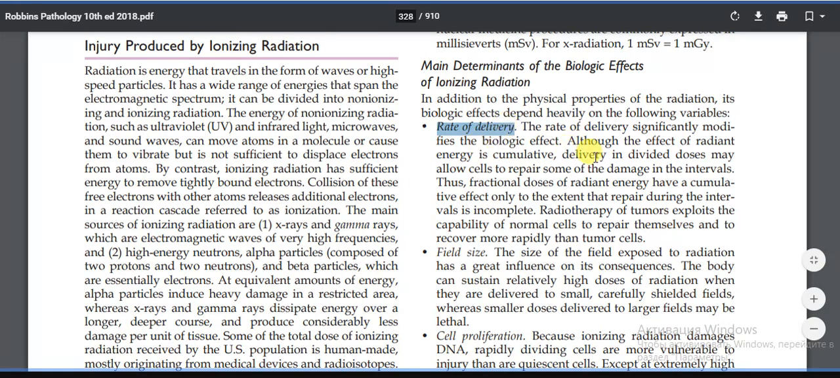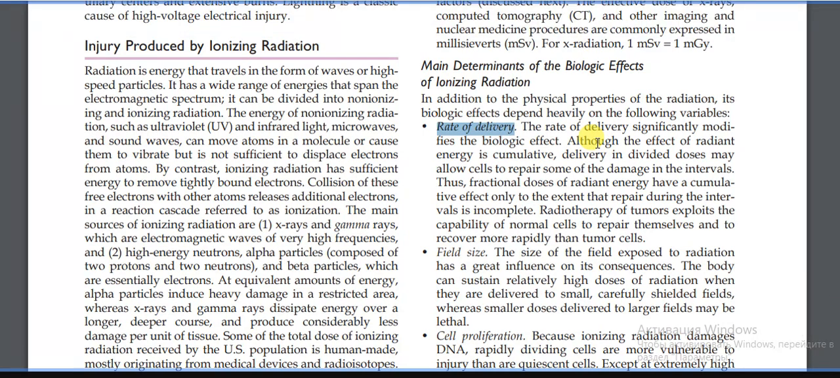Also, the effect of radiant energy is cumulative. Delivering divided doses may allow cells to repair some of the damage in the intervals. Thus, fractional doses of radiant energy have a cumulative effect only to the extent the repair during the intervals is incomplete. So that's what I said before. If we have time to repair, if misfolded proteins are degraded, if gene mutations are handled with the p53 gene, and apoptosis does not happen in a massive way, then we have time to repair these cells. Then it's not dangerous. We can claim it is not dangerous.